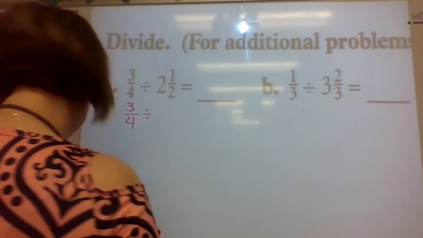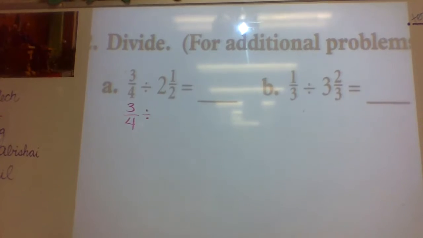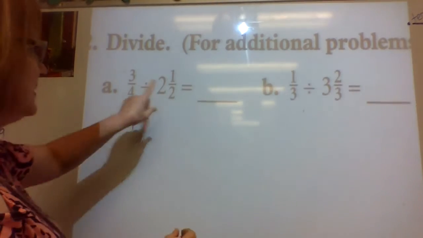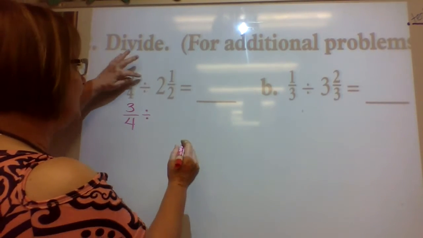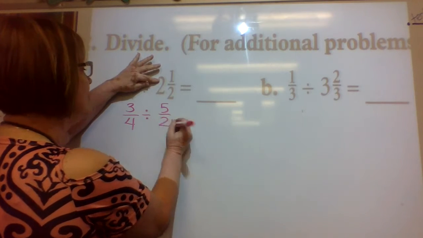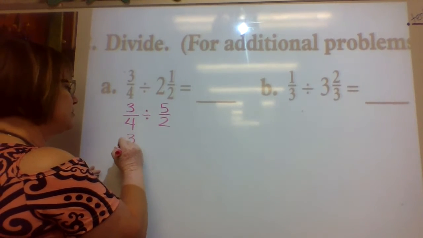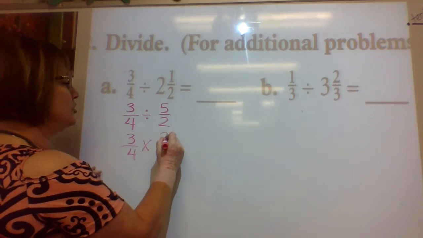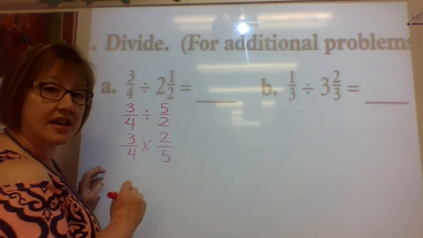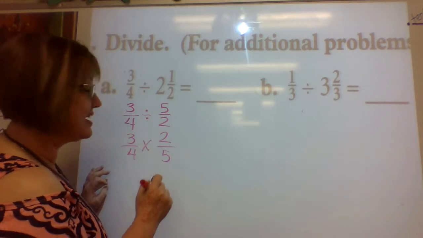Is that the problem we just did on the top? That's weird. They don't usually do the same problem on the page. Okay, well, we just did this. 3/4 divided by 5/2. So we're going to flip it upside down. 3/4 times 2/5. We'll just do this whole thing again. If you didn't get it the last time, you'll get it now.